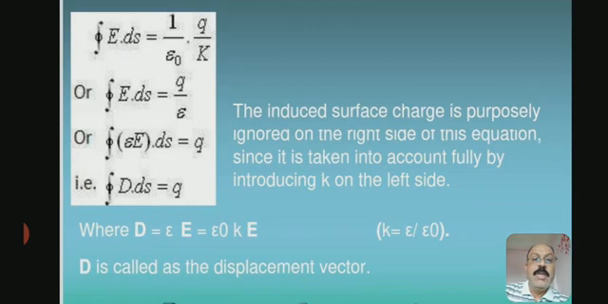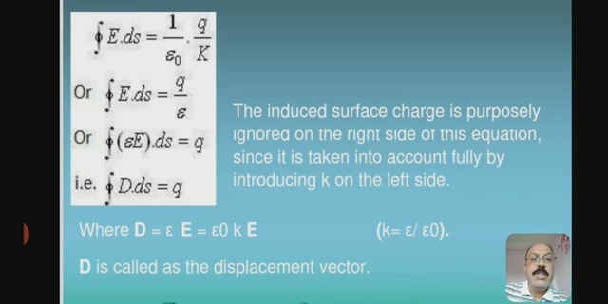So these are some equations about the electric field due to the introduced dielectric epsilon. So integration over the closed surface E dot dS is equal to 1 by epsilon naught times Q by K, or you rearrange that to Q by epsilon naught, taking only Q. So finally, integration over the closed surface of K epsilon naught E dot dS is equal to Q. Epsilon naught E times K is considered as D here.